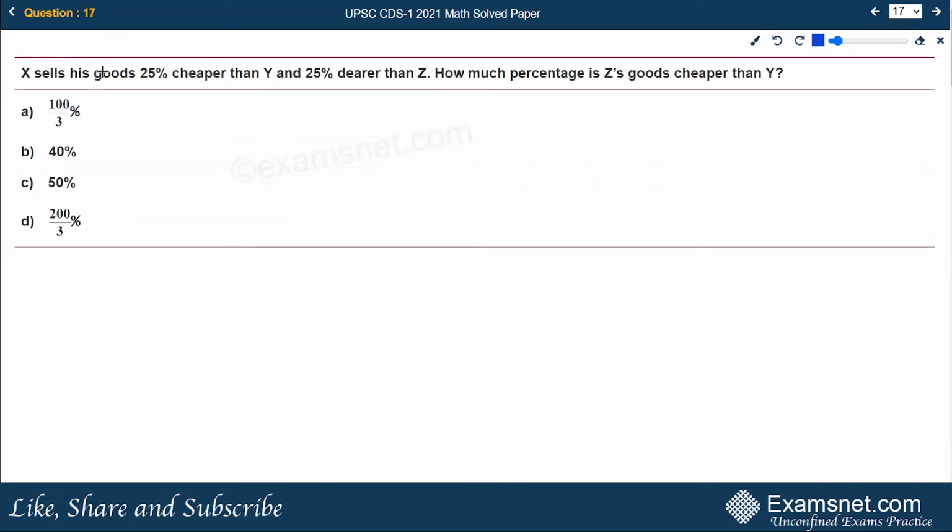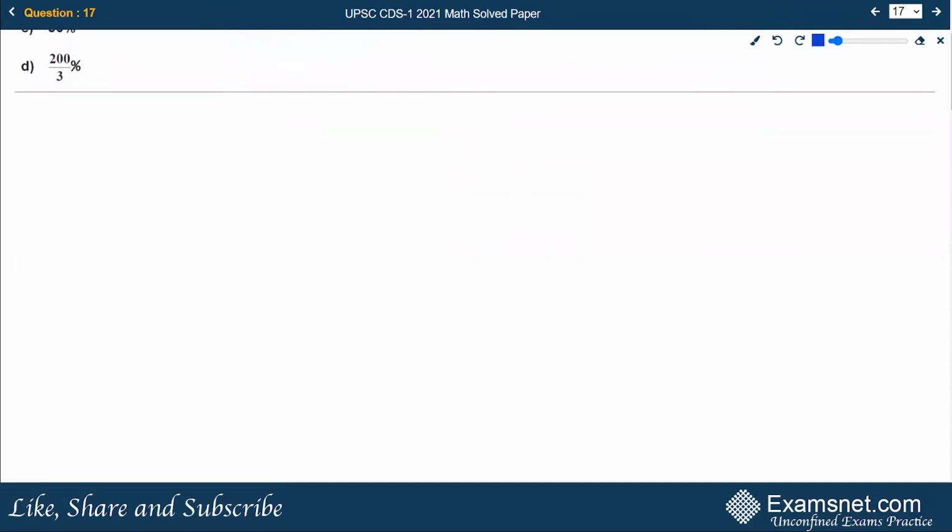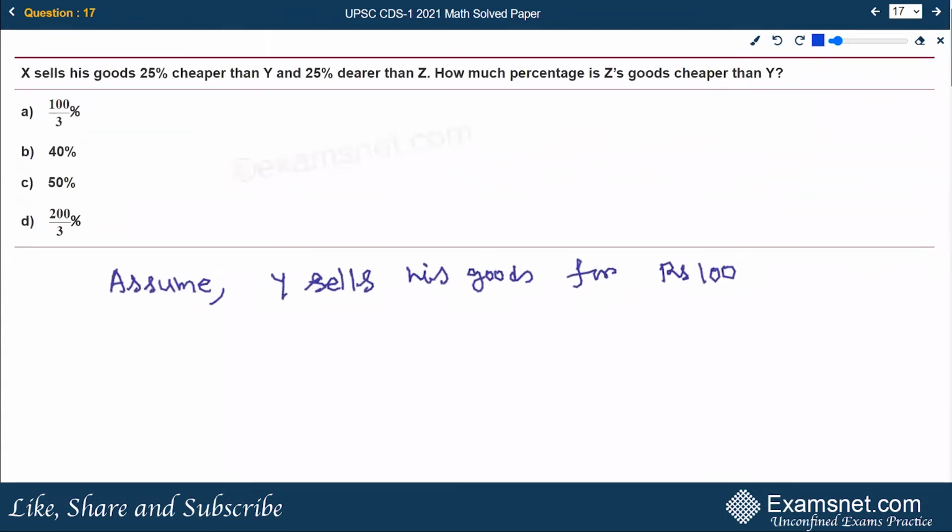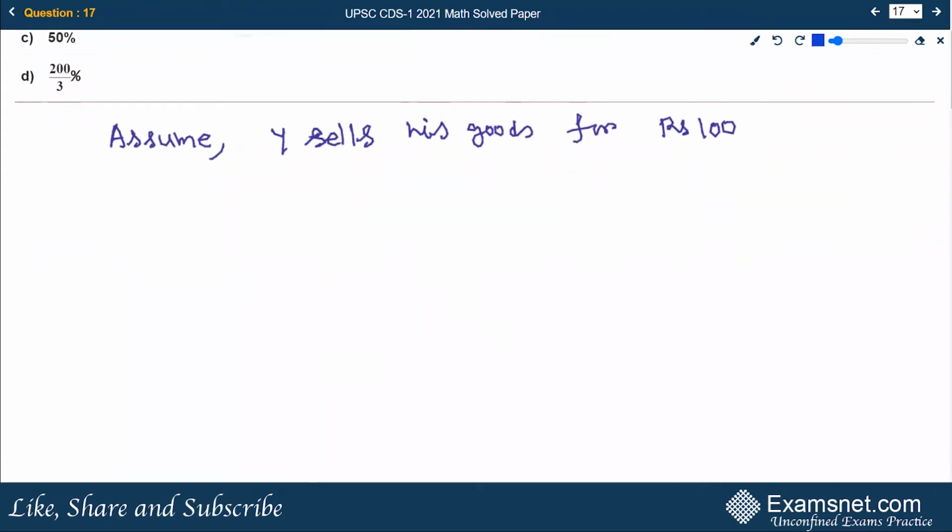In question number 17, we are given with X sells his goods 25% cheaper than Y and 25% dearer than Z. How much percentage is Z's goods cheaper than Y? So we can assume that Y sells his goods for rupees 100. Okay, now X sells its goods 25% cheaper, so the price will be 25% less than rupees 100.